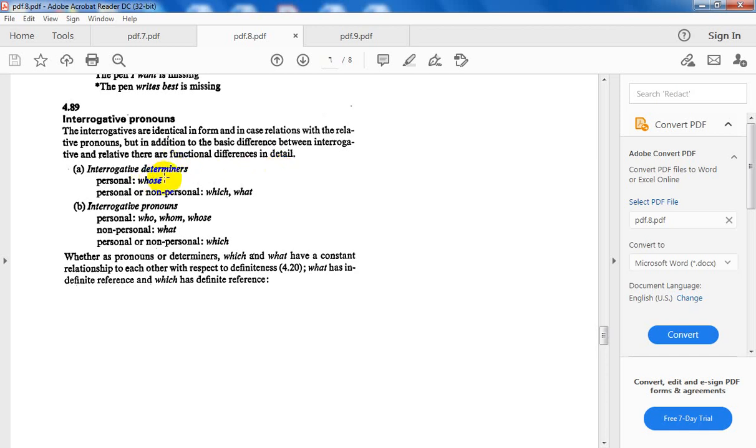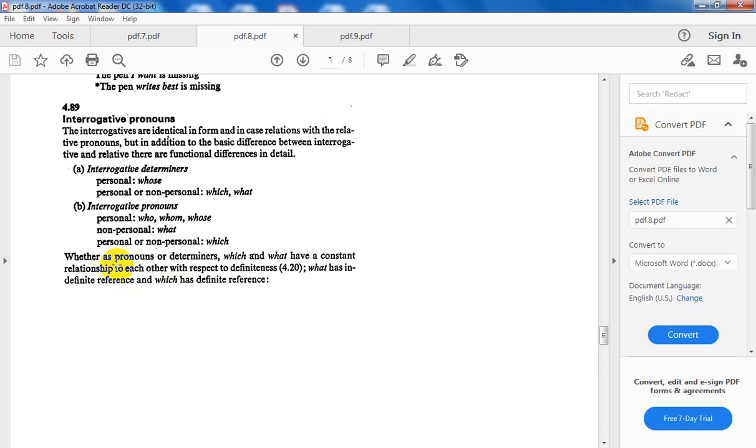Interrogative determiners are those in which they function as determiners. Personal: whose. Personal or non-personal: which or what. Of course the use is going to differ. Interrogative pronouns, unlike determiners, do not determine a noun. Interrogative pronouns: personal, like who, whom, whose. Non-personal: what. Personal or non-personal: which. And we are going to see what it means that they are interrogative pronouns.